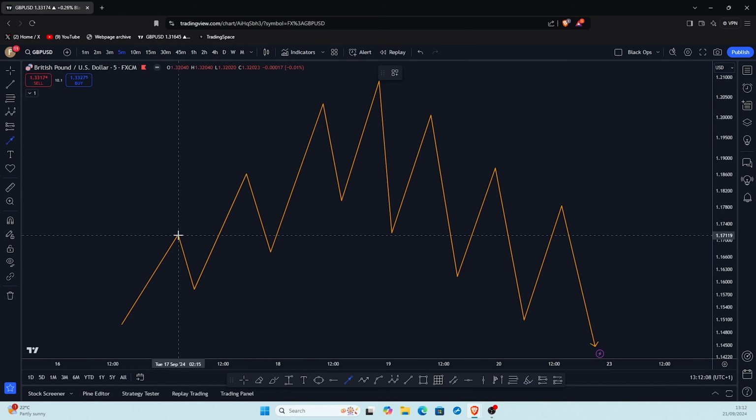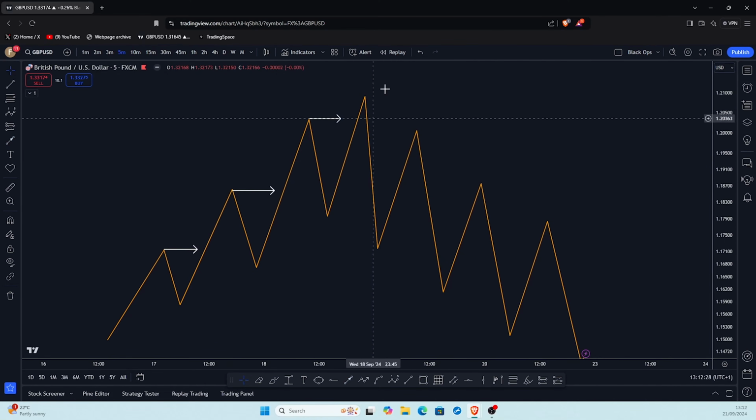So essentially, if I mark these out here, we've got a break of structure here, we're moving to the upside. Break of structure here, moving to the upside. So we know we're trending if we keep breaking structure, moving to the upside and breaking those higher highs. So higher high, higher low, higher high, higher low, higher high, and then we got a higher low here, and then we expect a higher high. So that's how we know we're trending, right?